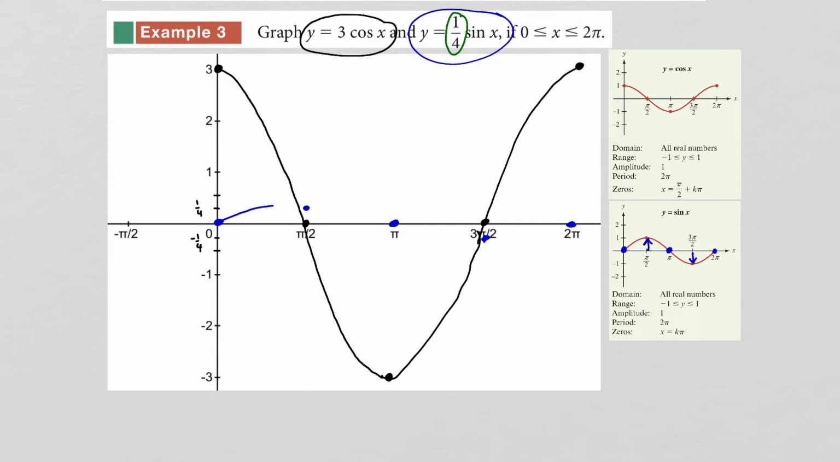And so this graph is very, very short and almost kind of hard to graph because of that fact. So again, the first one that we did was y equals 3 cosine of x. And the second graph we did was y equals 1/4 times the sine of x.